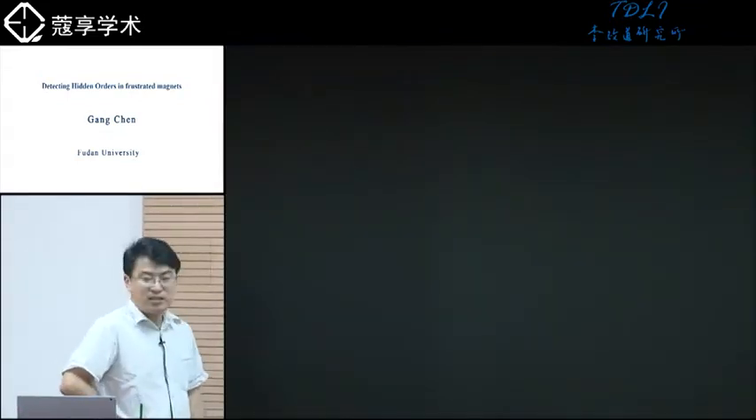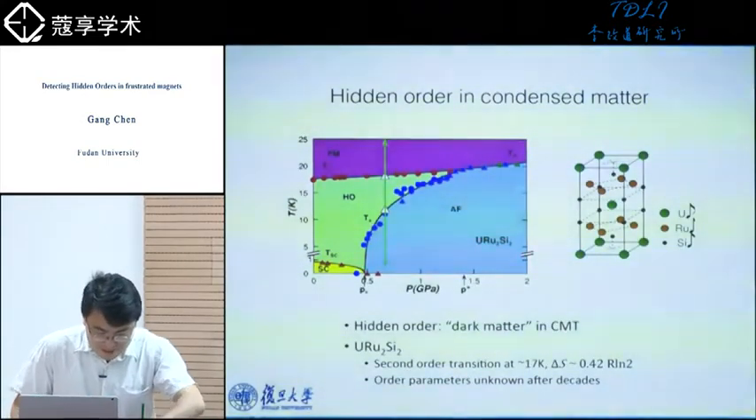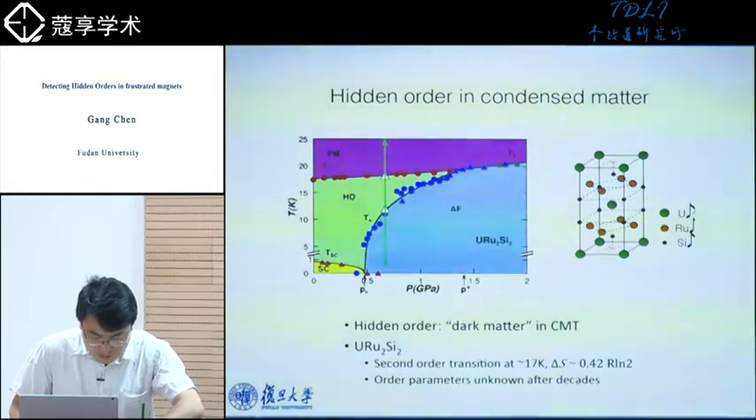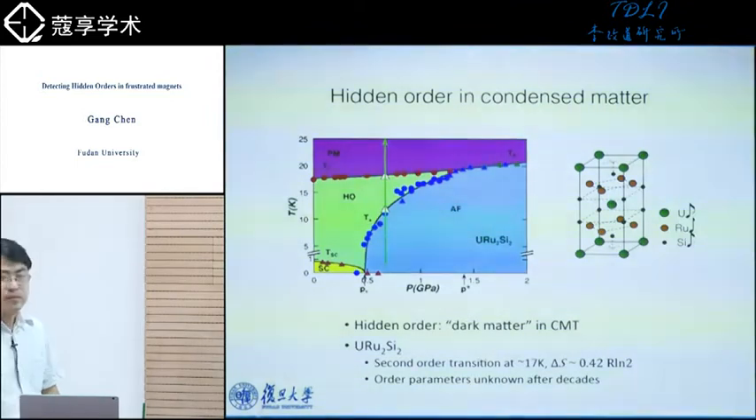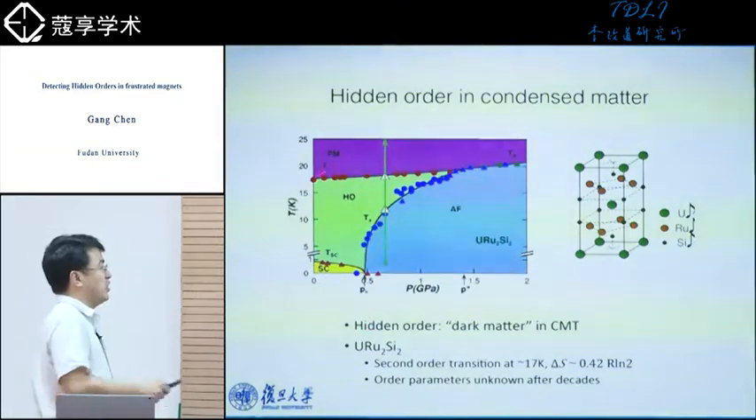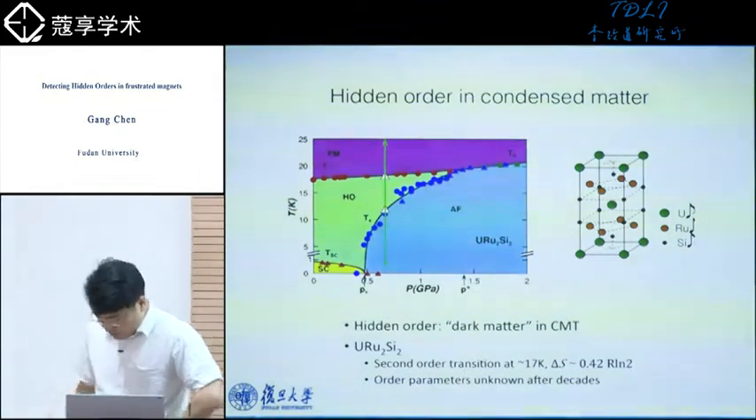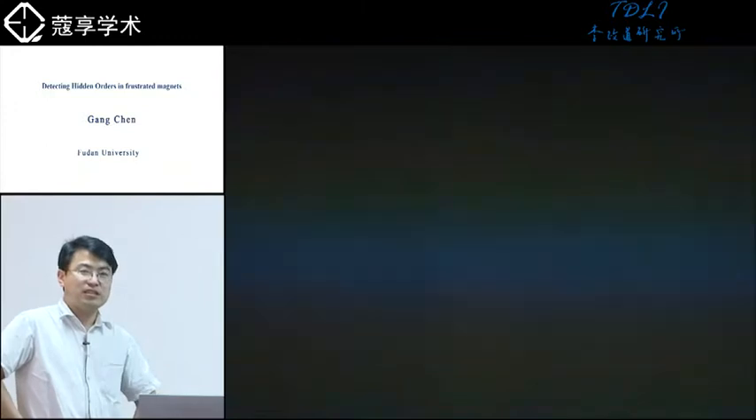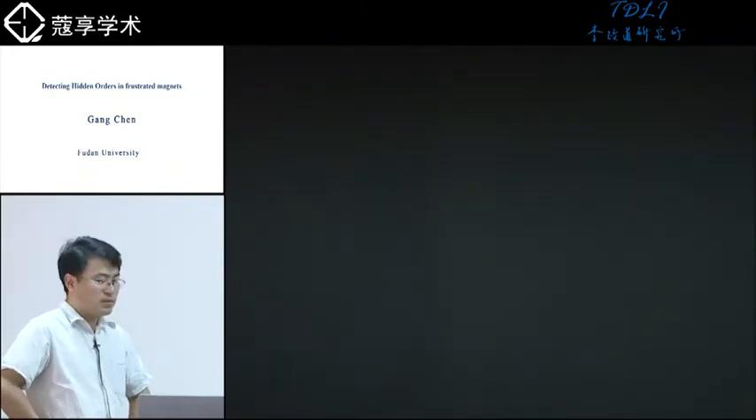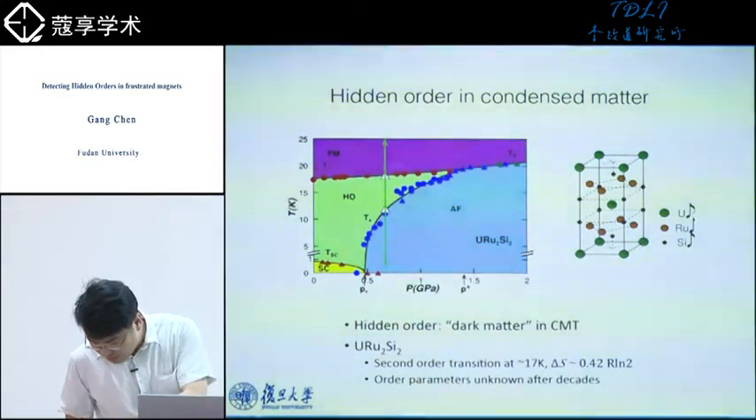This is also called dark matter or incandescent matter. Apparently the system ordered in some fashion, but we don't know what type of order underlies this phase transition, right?